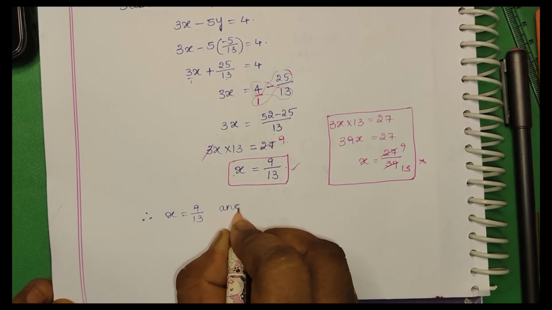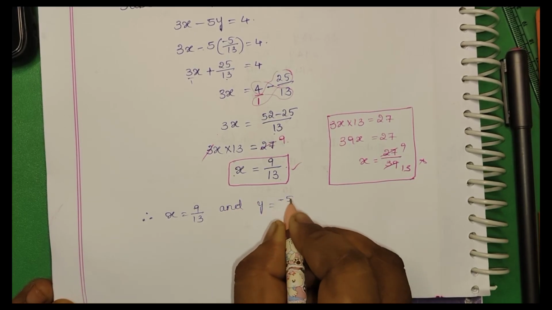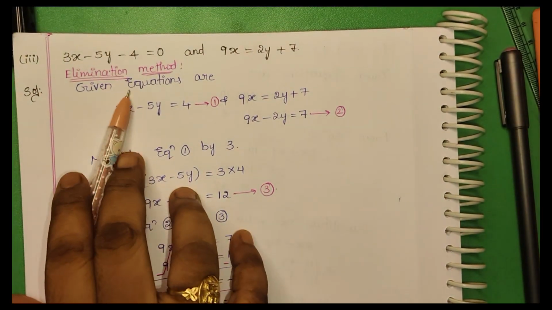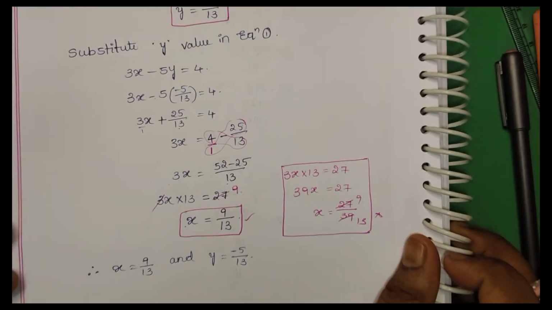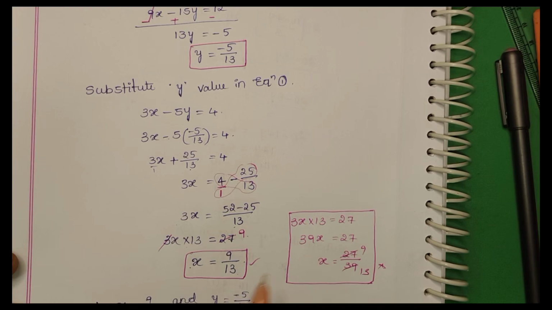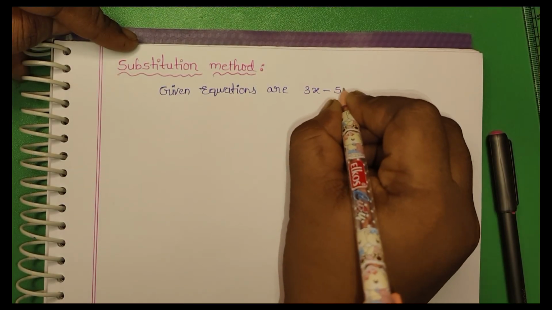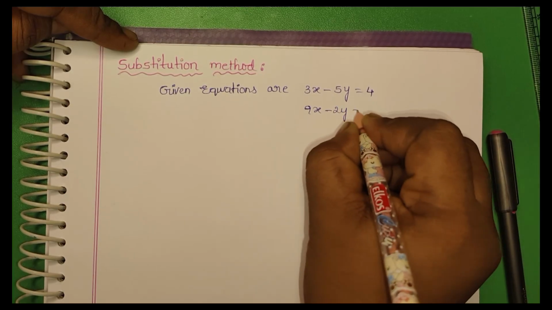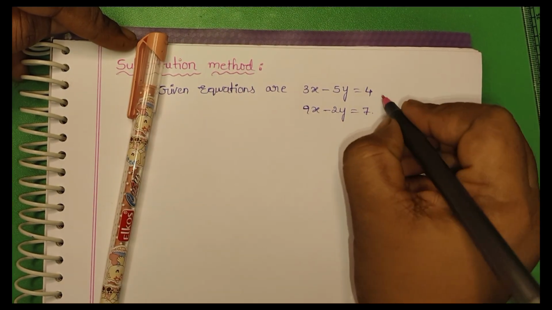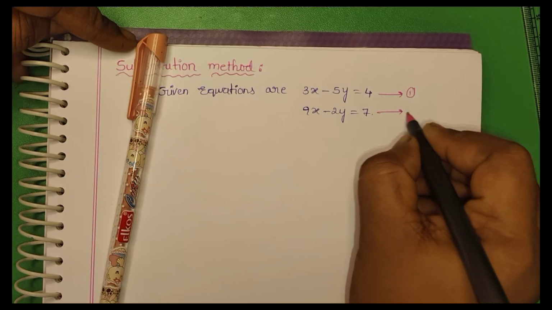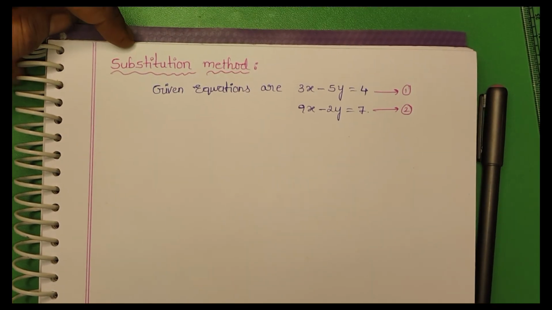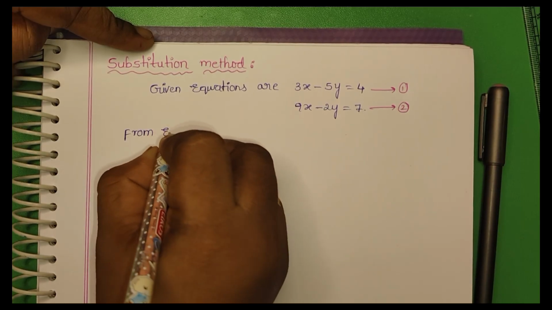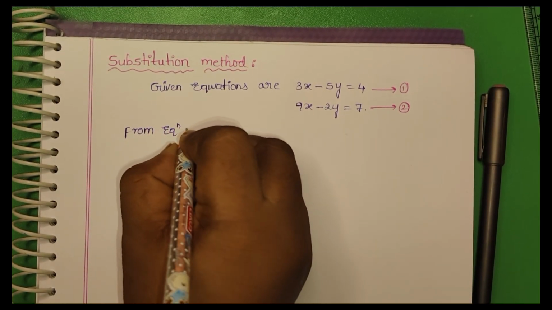So therefore x value is 9 by 13 and y equals minus 5 by 13. This is the elimination method. In this problem we have to do both the elimination method and the substitution method. Now here is the substitution method. As usual, in any problem, first we write the given equations. Here the given equations are 3x minus 5y equals 4, that is equation number 1, and 9x minus 2y equals 7, that is equation number 2.